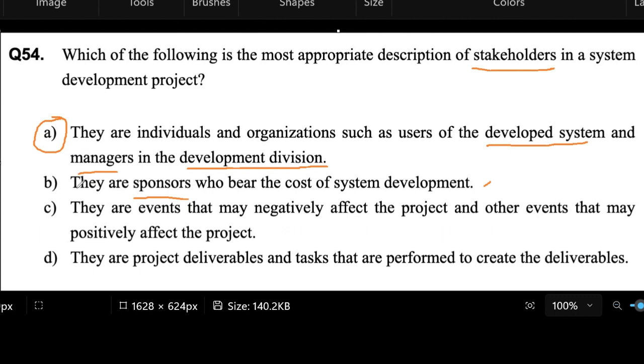all-encompassing in this sense. Letter C and letter D have things like events and project deliverables, and these are definitely incorrect, because when you say stakeholders, it pertains to people who are, again, going to be affected by the project outcome, and as well are affecting the outcome of the project in some way. It could be a really big way or a really small way, but they are definitely included in whatever happens to the project.